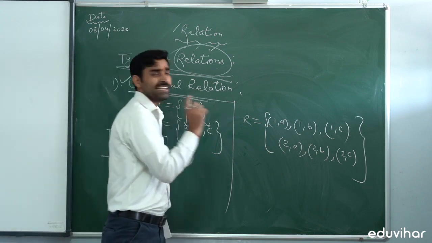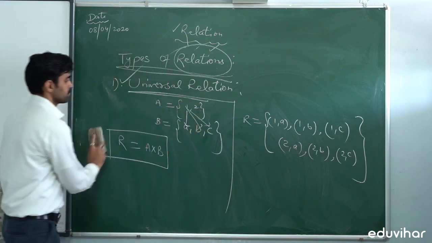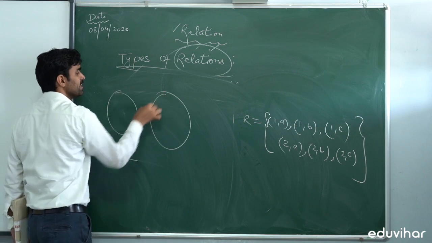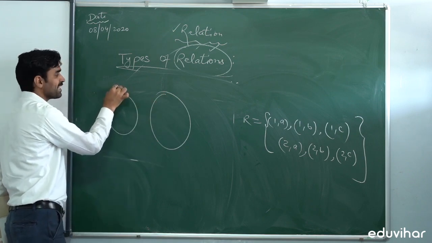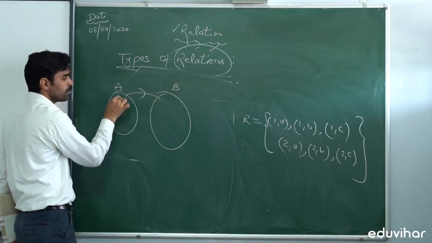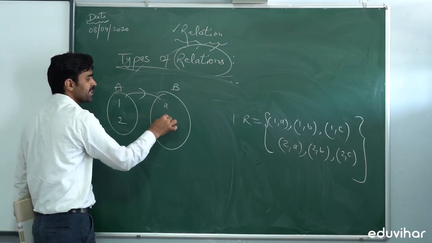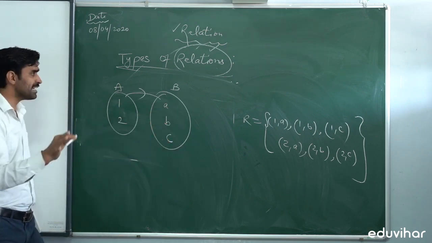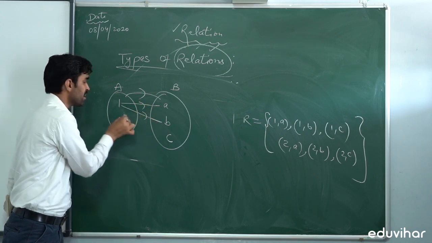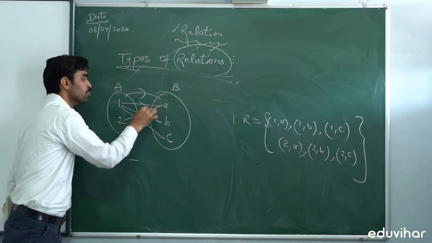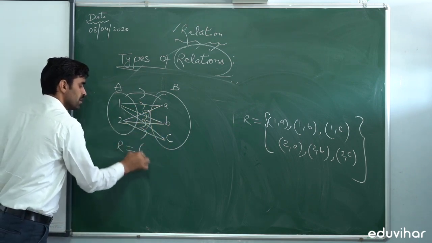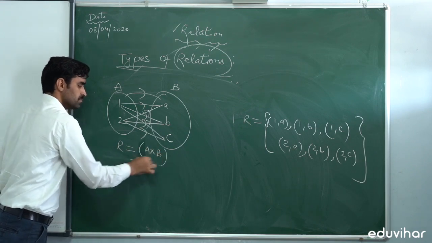Or if you represent it in an arrow diagram, here this is set A and this is set B. Set A has the elements 1 and 2, and set B has the elements A, B and C. Then in the arrow diagram, you can represent it as 1A, 1B, 1C, and similarly 2A, 2B, 2C. Here R equals A cross B.